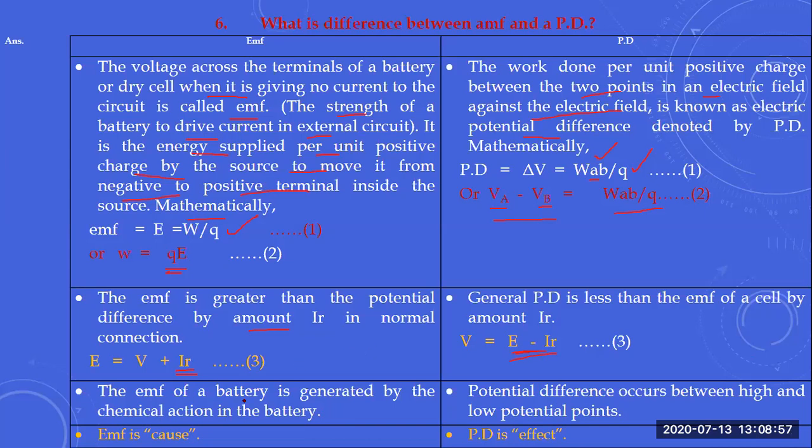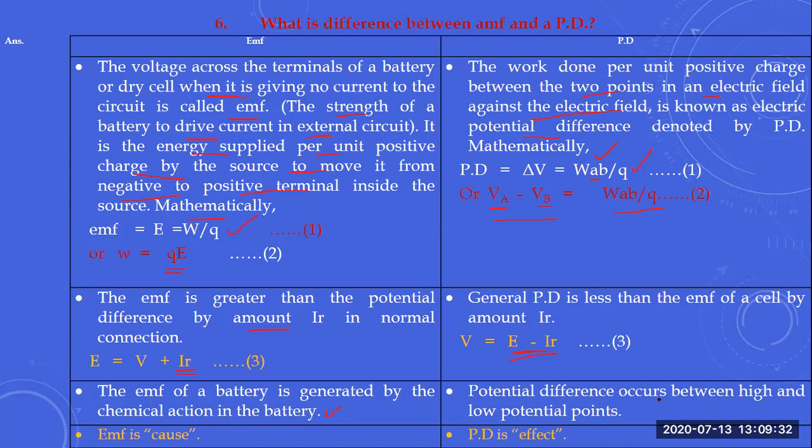That's the reason. The EMF of a battery is generated by the chemical action in the battery. This is the concept of electrolytes, oxidation and reduction. All types of chemical reactions happen inside a battery, and after the chemical reaction, the EMF of a battery is generated. Electrolytes are used, which are responsible for the flow of the charges. Basically these ions are responsible for the flow of current in the case of a battery.